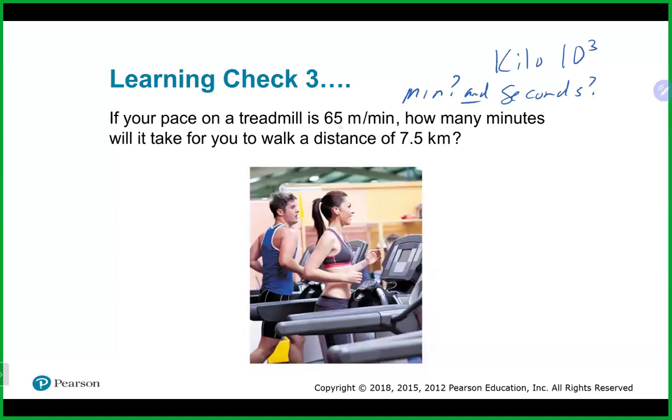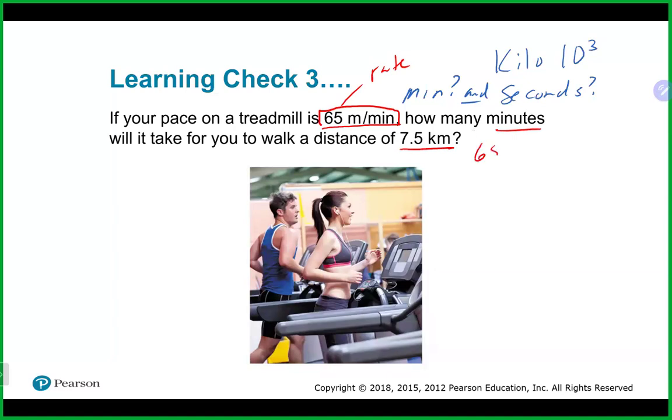Okay, so let's take a look. Once again, here we are given an equality or conversion factor in the actual problem, and that's 65 meters per minute. That's basically a rate, right? And a rate is a distance per time, right? And that's really what can be used to convert a distance into time, or obviously if you have time into a distance, depending on which way you're going. In this case, we have a distance and we want to know a time. So we're going to use that as a conversion factor.